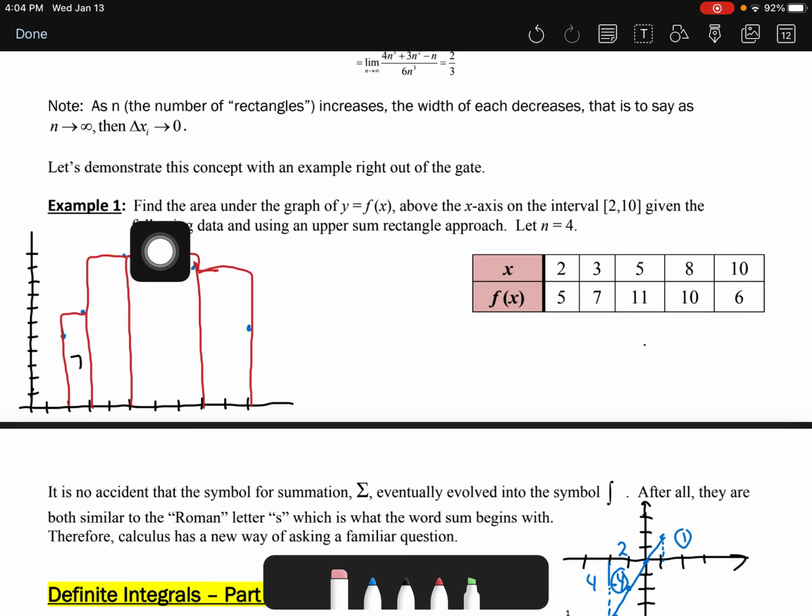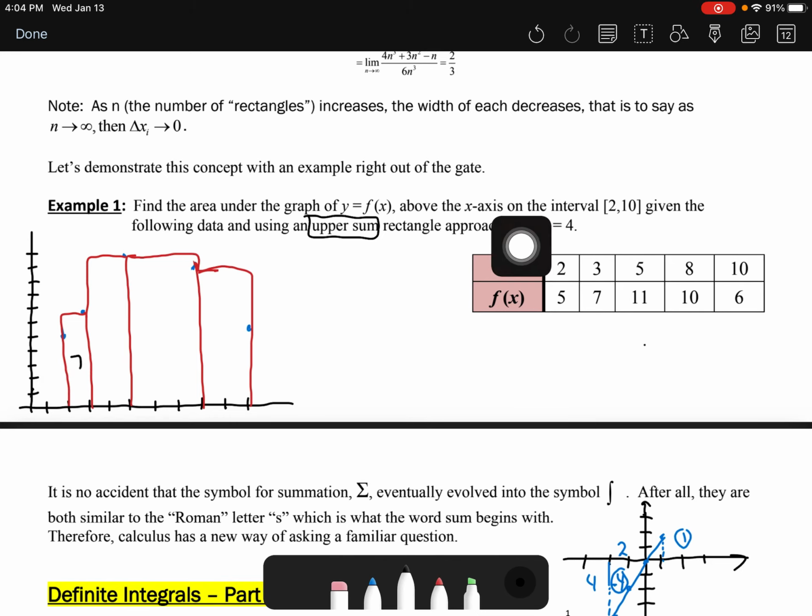Okay, and so here it says find the area under the graph of y equals f of x above the x-axis on the interval from 2 to 10 given the following data. Now here it says using an upper sum. Okay, so we've talked about upper sums, and we did that in the context of, hey, if we're doing right side rectangles and it's an increasing function, then we got an upper sum because we do the height on the right side, and that was the higher one, right? Now here, it doesn't always mean that a right side is upper, but if the function's increasing, right side would be.